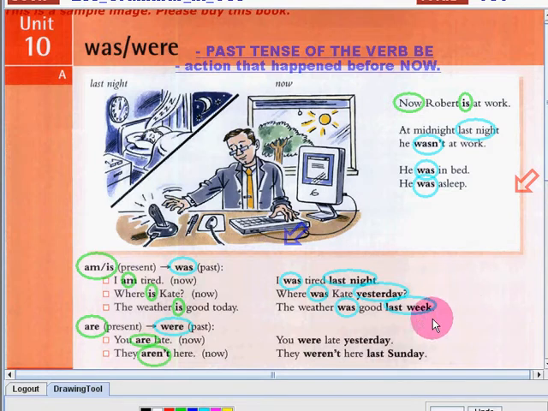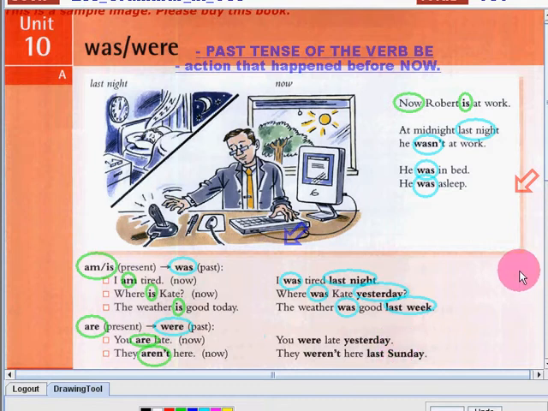Now, let's go on to the past tense form of are, and that is were. So, from the first sentence of are, you were late yesterday. Here, we use the verb were because the action happened yesterday. Okay, so that means it's in the past tense. Next one, they weren't here last Sunday. Again, as you can see, we use the verb were because the action happened last Sunday. So that means it's in the past tense.